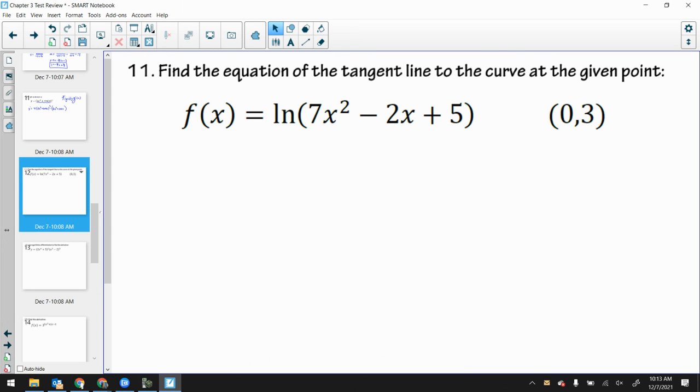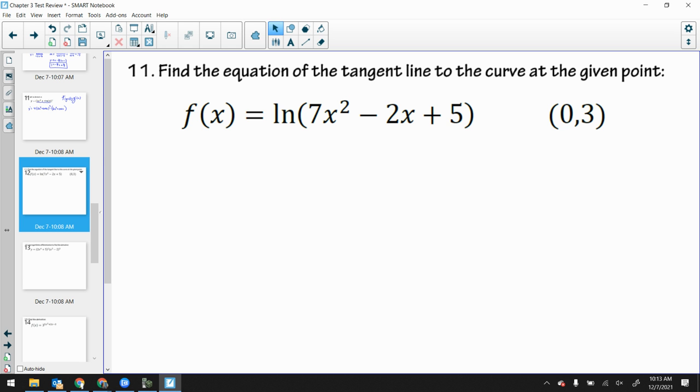We're back. All right, so we are on the back of the review. Is everybody getting that? 2, 4, 6? No. Thanks. Find the equation of the tangent line to the curve at the given point. All right, let's do it.